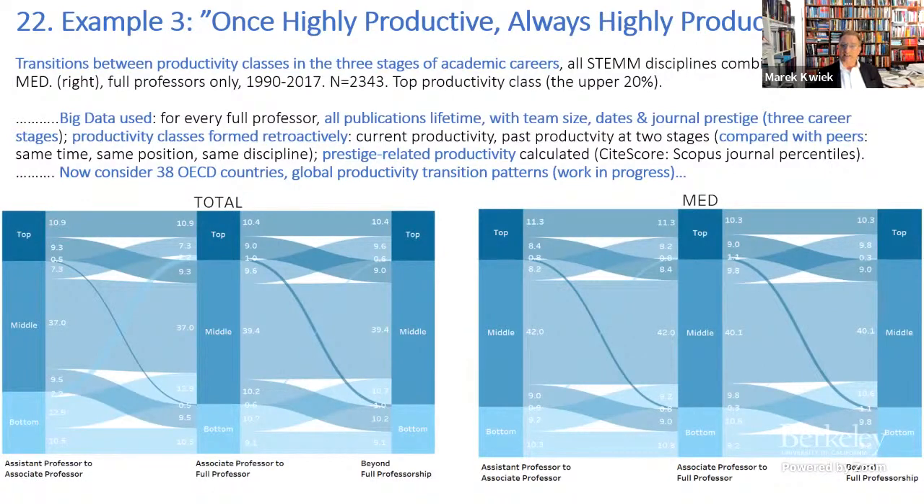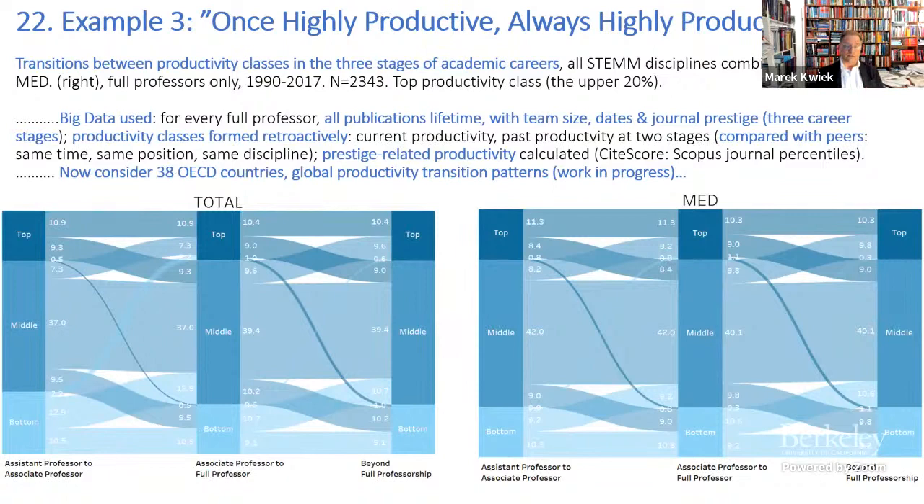Once highly productive, almost always highly productive. This is an example taken from a Polish study for which we had to use global data or big data. We took all full professors and we studied their productivity today, when they were associate professors and when they were assistant professors. So you can see the productivity classes. On the right, you have med, which is medical sciences. We did it for 14 disciplines, and total is for all of them.